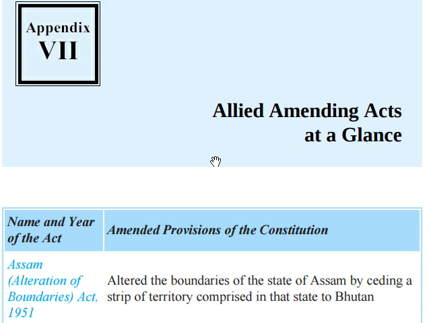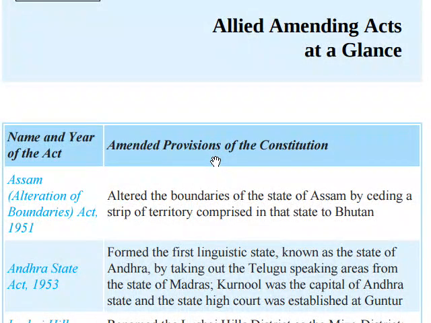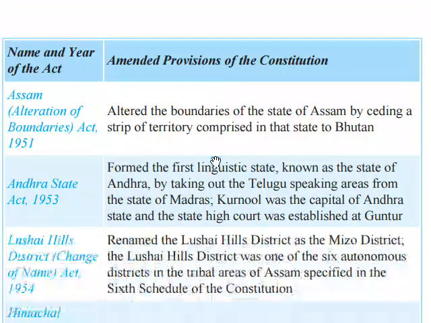So Appendix 7, Allied Amending Acts. First is Assam: the name of the year and act, and the amended provisions of the constitution. The Assam Alteration of Boundaries Act 1951 altered the boundaries of the state of Assam by ceding a strip of territory comprised in that state to Bhutan.